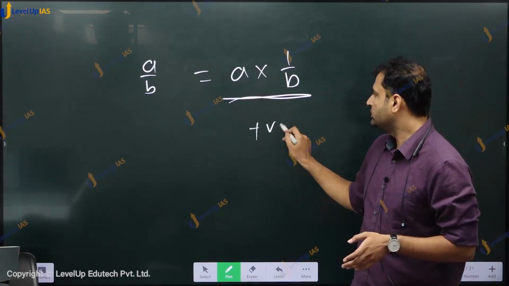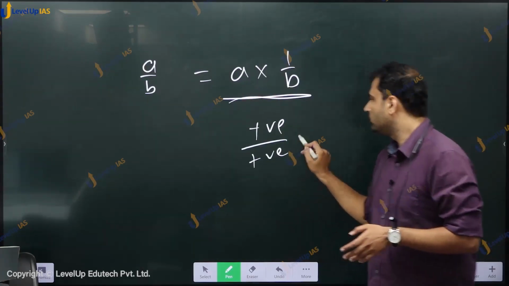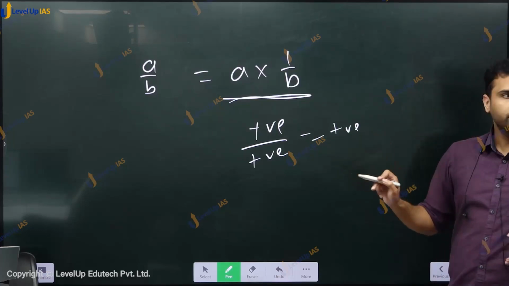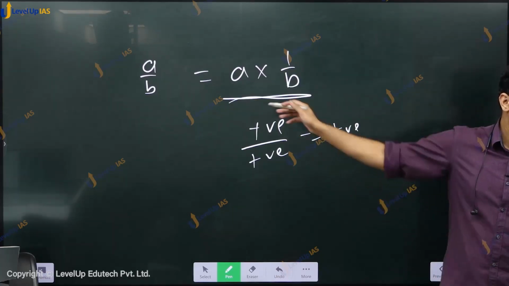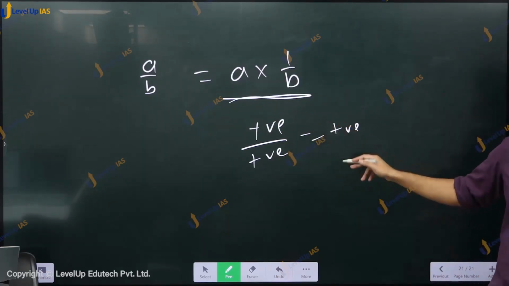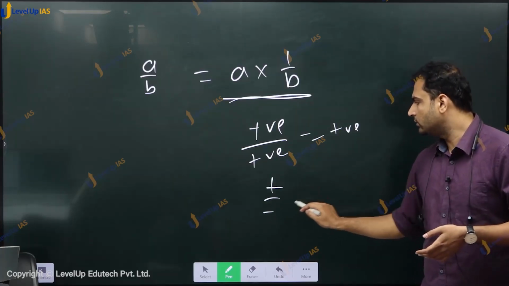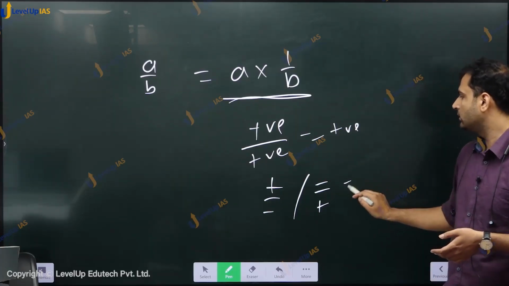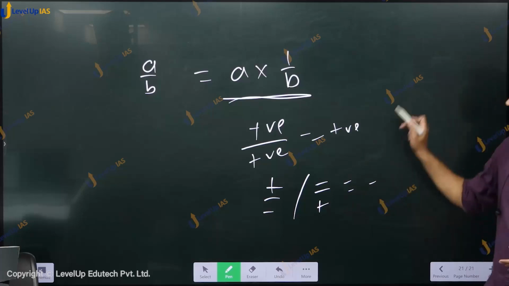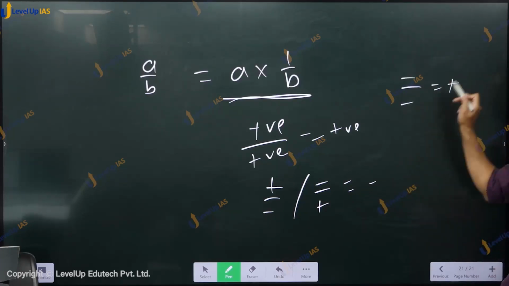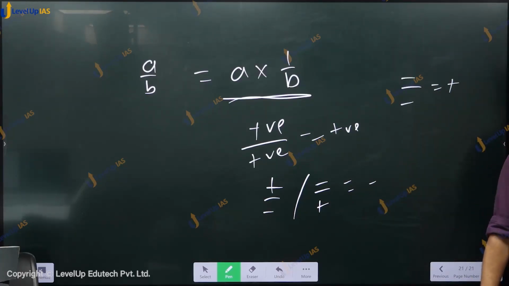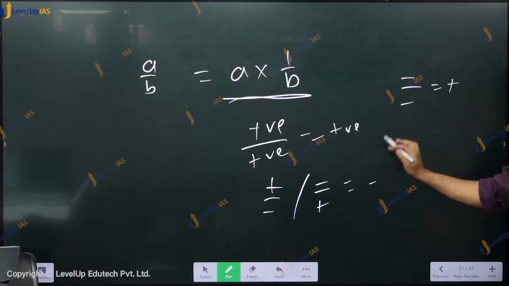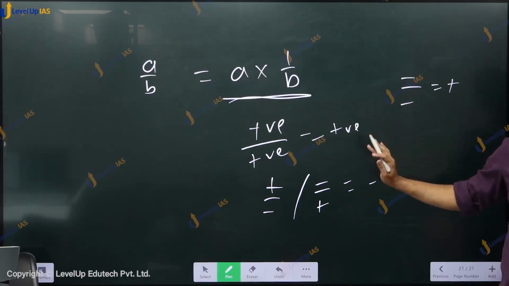Positive divided by positive will give you positive. A positive number divided by a positive number is a positive number. Positive by negative or negative by positive, what will it be? Negative. And negative by negative will be positive. Same rules that we had in multiplication. Exactly the same.